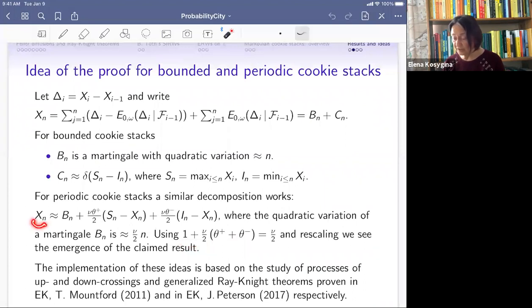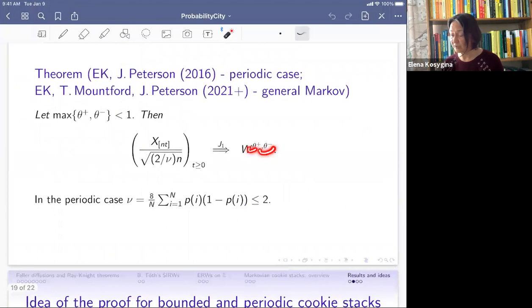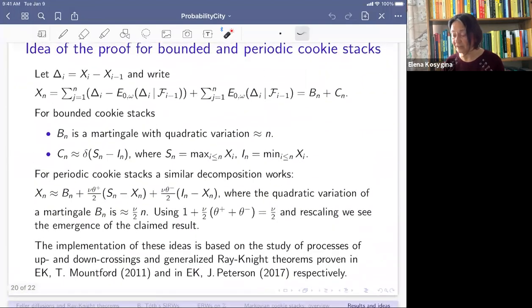And then using our relationship between theta plus, theta minus, and nu, and rescaling. So now, as you see, Xn appears on both sides. If you take it to one side and recalculate and use this connection and rescale, then you will see the emergence of exactly what is claimed in the theorem, Brownian motion perturbed at extrema with theta plus and theta minus. But the decomposition is a bit trickier, right? Sn minus Xn means that if you are sitting at a point, you are looking at up crossings to the right of you, and you are studying this using branching processes looking to the right. And if you are sitting at X and looking at this, you are studying branching processes to the left of you, and using those to get the result.